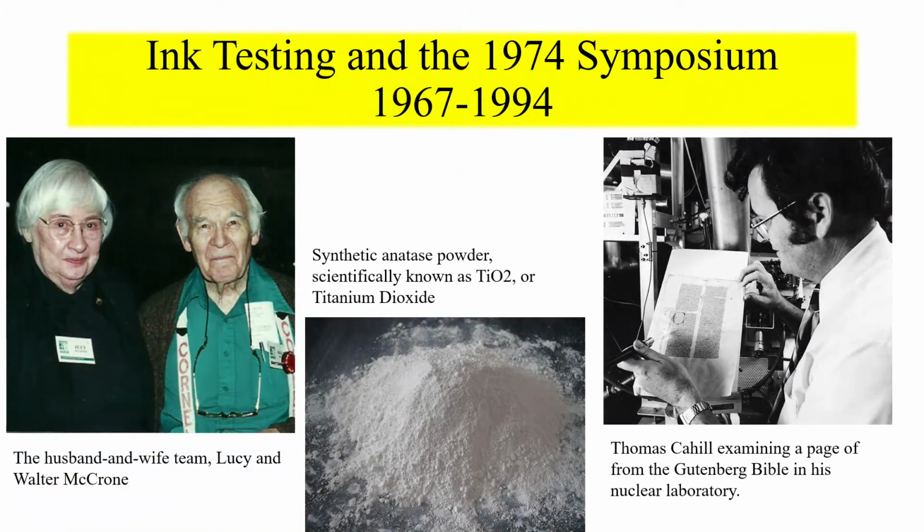The next phase of the map debate came in the 1980s, with new rounds of testing being completed by Thomas A. Cahill, who had also participated in the 1974 symposium. He used another technique for testing the map ink, known as PIXE, to analyze its elemental composition. His test results seemed to affirm the conclusion that the McCrone tests, which had found large amounts of anatase in the ink, were erroneous. Therefore, it seemed, after all, that the map ink was genuine.